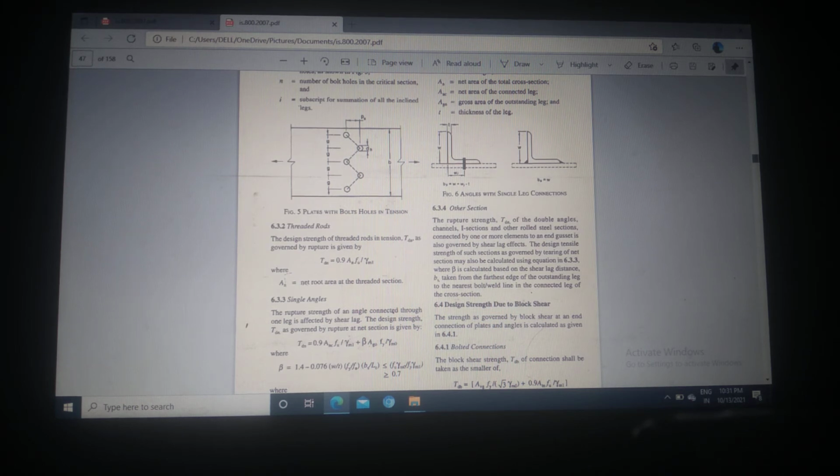in the case of gross area of the outstanding leg, the formula will be length minus half of thickness, bracket close, into thickness. Obviously, the length of the outstanding leg, because we are talking about AG naught, minus half of the thickness, thickness of the outstanding leg also, into thickness, that is also of the outstanding leg. And in case of ANC, there is a simple formula you can also remember.